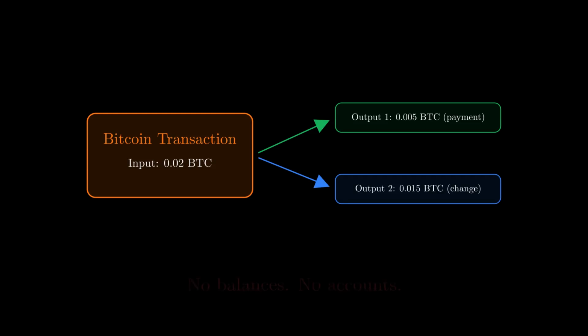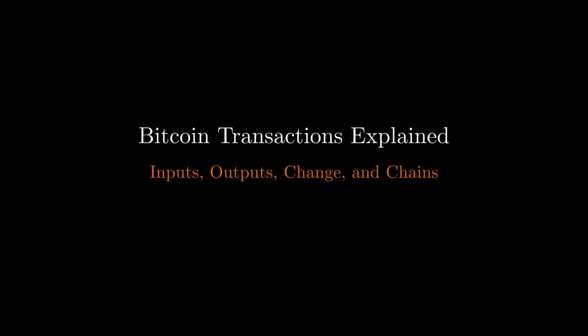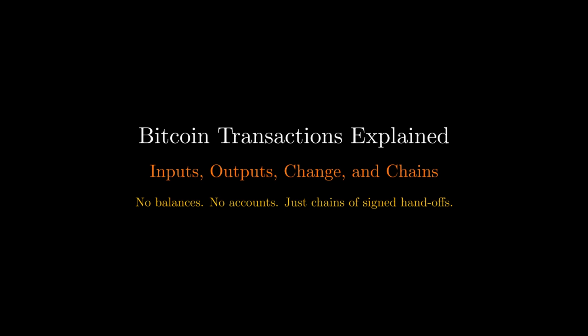There are no account balances anywhere in Bitcoin. No running total gets updated. Your money lives somewhere entirely different. To understand how it moves, let's look inside an actual transaction.